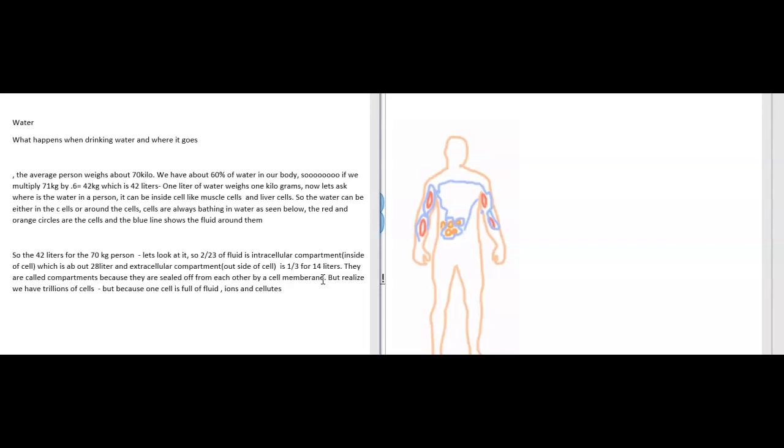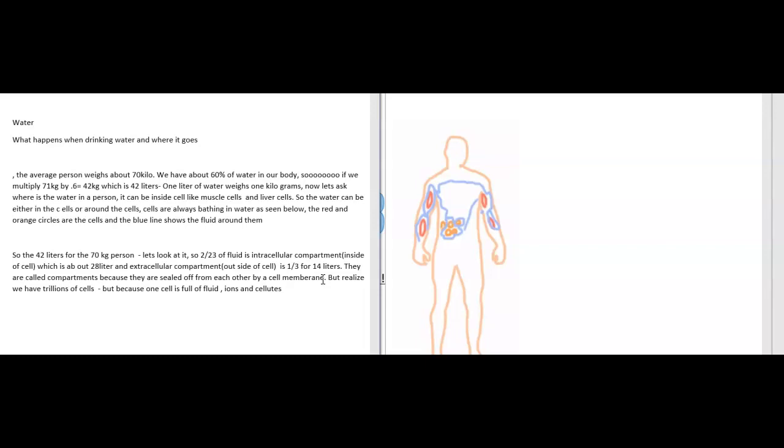So that's important, so that we can educate our patients about how much fluid they're retaining. And we know that 1 liter of water weighs about 1 kilogram. So 2 liters is about 2.2 kilograms. So now let's ask where the water in a person is.